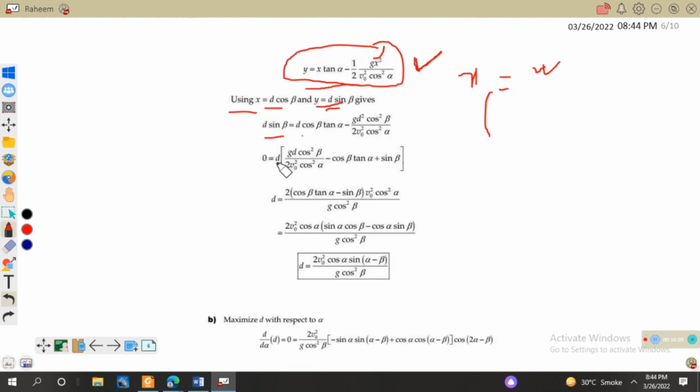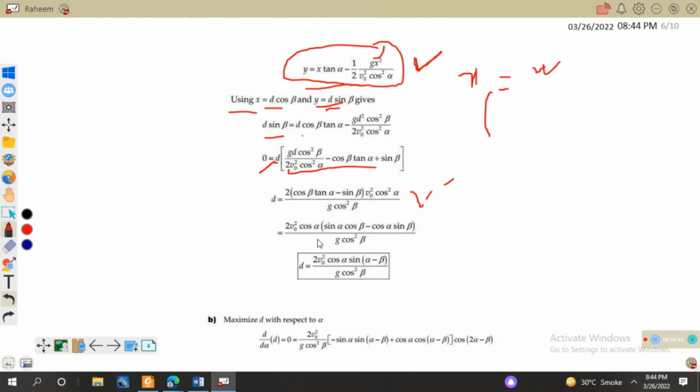Then here if we set this equation equal to 0, the first case is d is equal to 0 and the second is that this term is 0. So first is d is equal to 0, that is not our interest, and the second, because we are not finding the minimum range, we are finding the maximum range. So if we arrange each term on the other side, this will become d is equal to 2 v naught square into cos beta tan alpha minus sin beta, and this whole term.